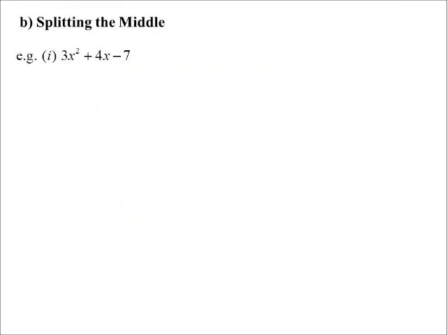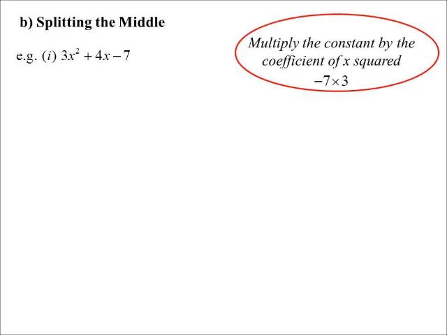Okay, splitting the middle. 3x squared plus 4x minus 7. You've probably seen different ways of doing this. How many people are used to using the cross method? That's a rather common way of doing it. Personally, I prefer this one. I'll show you why. Because it still goes with that idea of what multiplies together to give, what adds together to give. I'm going to multiply the constant by the coefficient of x squared.